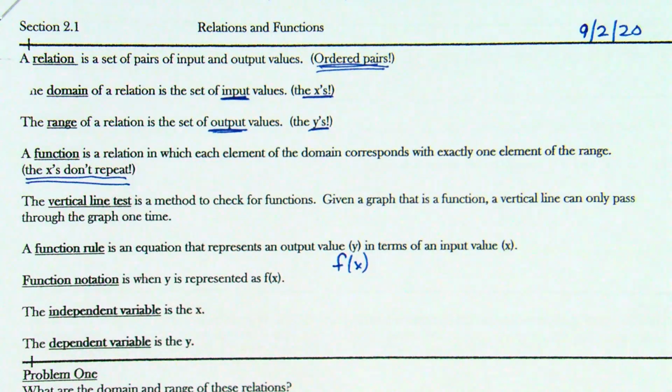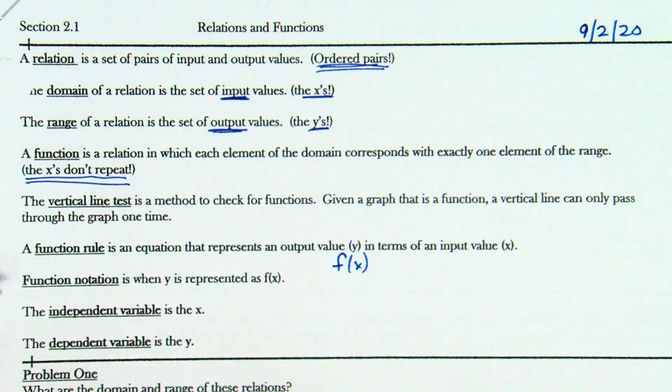And then lastly, independent and dependent variables. The independent variable, notice here it's the x. The independent variable is the one that can exist on its own. For instance, time. That's a common independent variable because time just exists. We don't start or stop time or anything like that. It just exists on its own. It doesn't need any help from anything else.